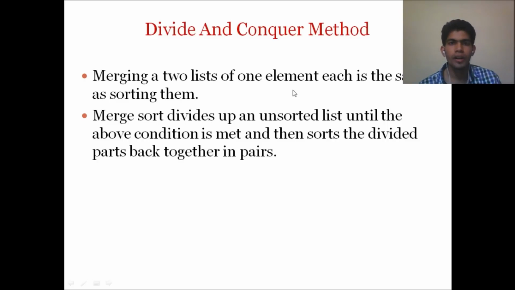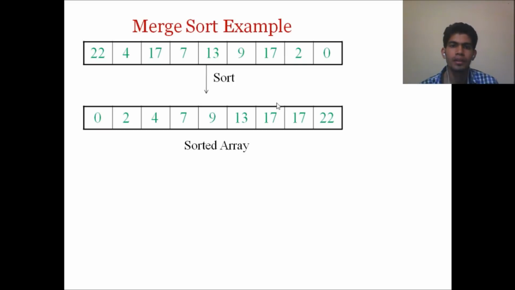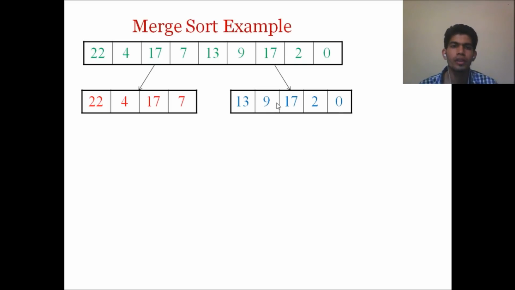Merge sort uses the divide and conquer method to sort an array. Merge sort divides up the list until there is only one element left and then merges the divided parts back together in pairs. For example, if you have an unsorted array that we need to sort, we will divide the array into two equal halves. Equal when there are even elements in the array, but here we have an odd number of elements, so one of the halves will have one more element than the other half.